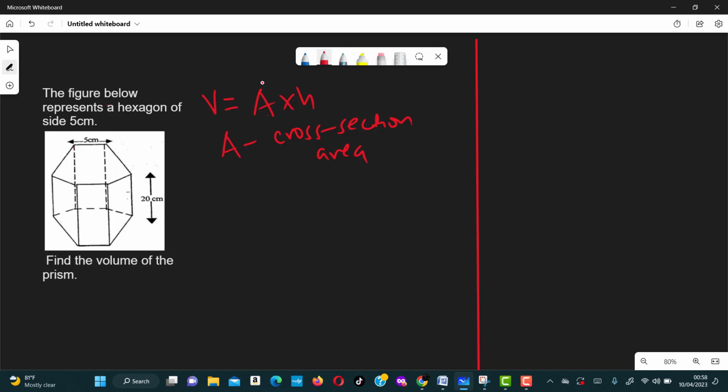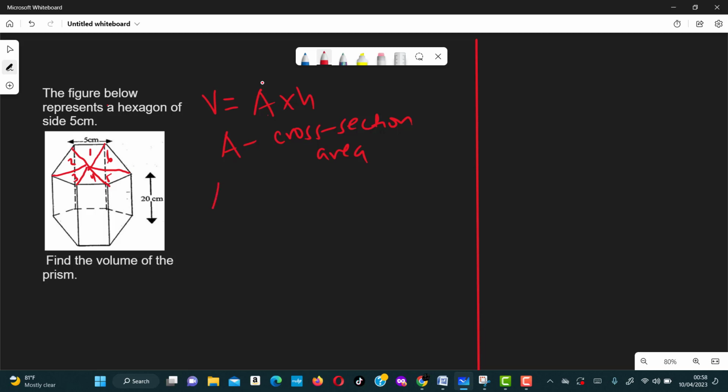Now, there is a way we can find the area of the hexagon. If we try to draw triangles here and join to the center of the hexagon, we are going to form 6 triangles. 1, 2, 3, 4, 5, 6. So what we're going to do is we find the area of one triangle and then multiply by 6. The triangle is an equilateral triangle. So when we draw those triangles, it means that all the sides are equal.